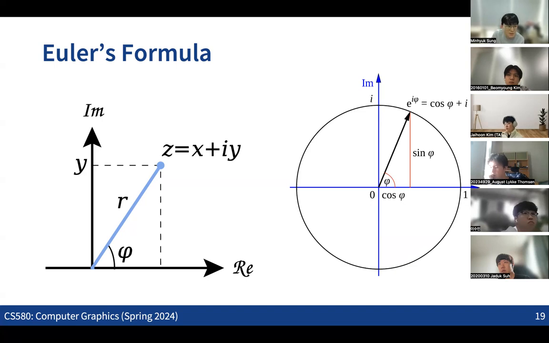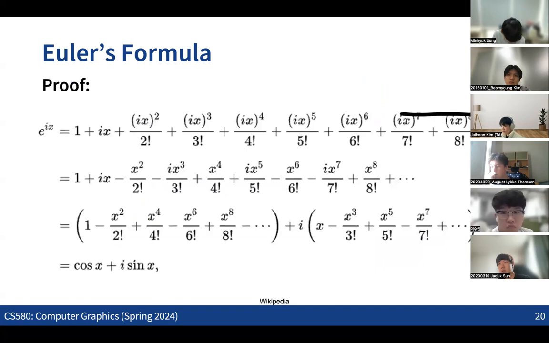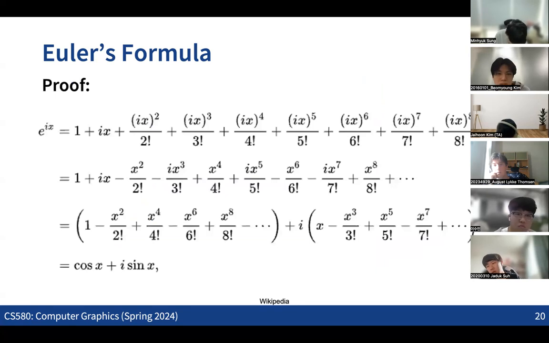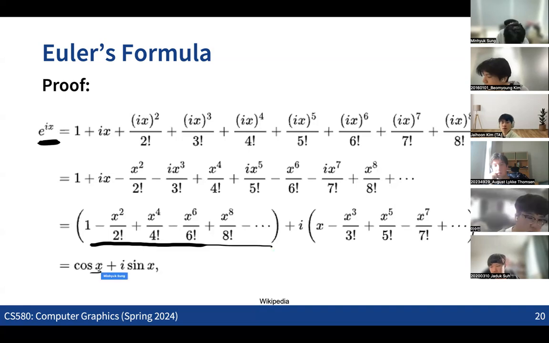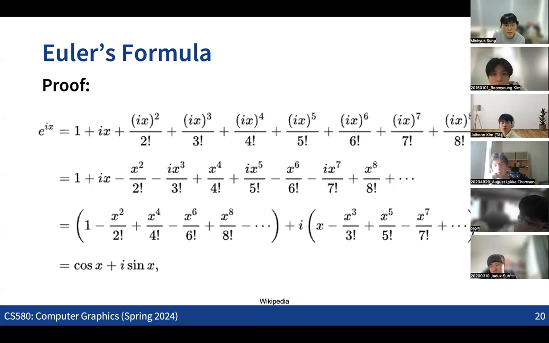You can also quickly see how we get this result. There are actually multiple ways to prove this. One of the ways is to use the Taylor expansion for the exponential form. If you rewrite everything in this way, you can see that the exponential form becomes the same as cosine x plus i sine x. So this is Euler's formula. And from Euler's formula, what we can see is that now, if I go back to the previous slide.